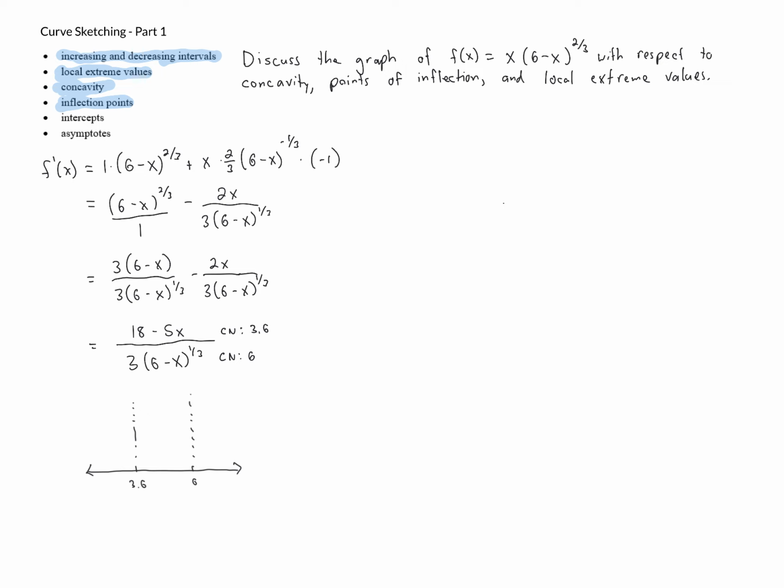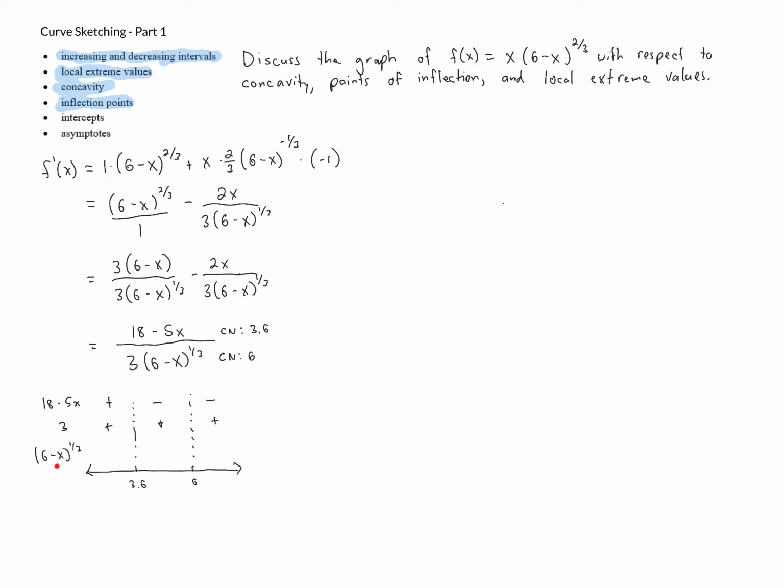And then the factors in our derivative are 18 minus 5x, 3, which is always going to be positive, so that doesn't really affect things, but we can include it. And then (6 minus x) to the 1/3 power. All right, if we look at 18 minus 5x, that is 0 when x is 3.6. And when x is larger than that, this becomes negative. And when x is smaller than that, this becomes positive.